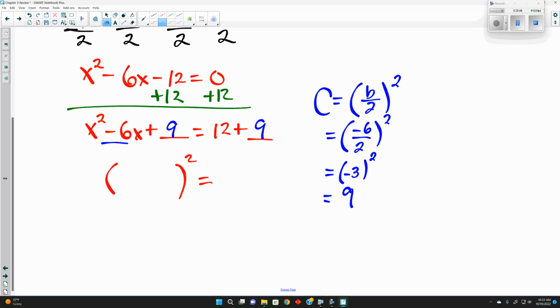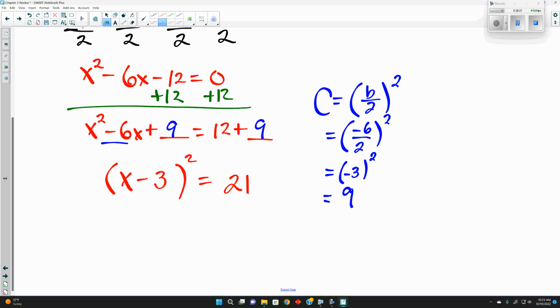Our next step is to factor it and solve. x minus 3, because what goes inside the parentheses is whatever we had when we were trying to find c, before we square it. So what's inside that parentheses before we square it was negative 3. And 12 plus 9 is 21.